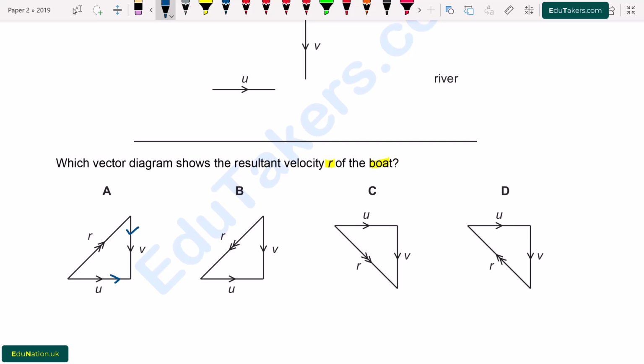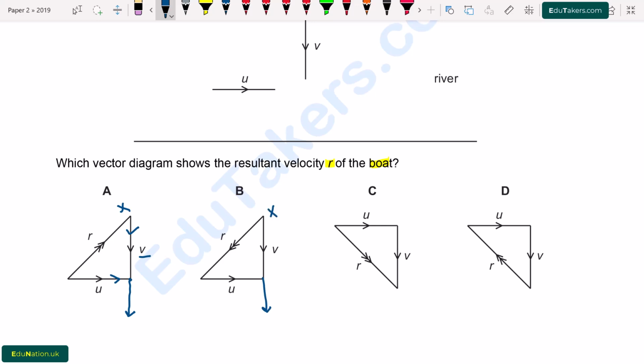According to head to tail rule, the tail of the second vector, which is v, will be at the head of the first vector. The vector v will be at this position. So option A is incorrect. We see the option B. It is also incorrect because v should be here.